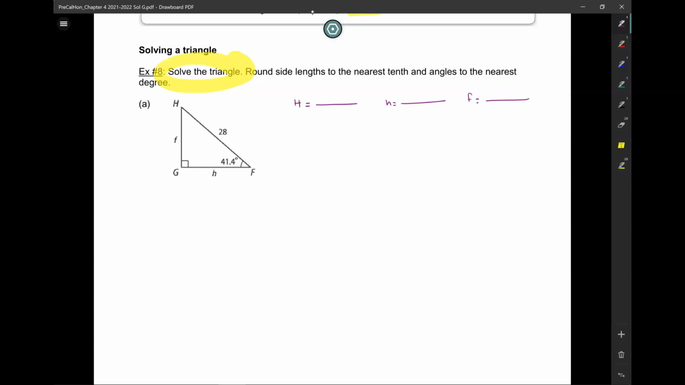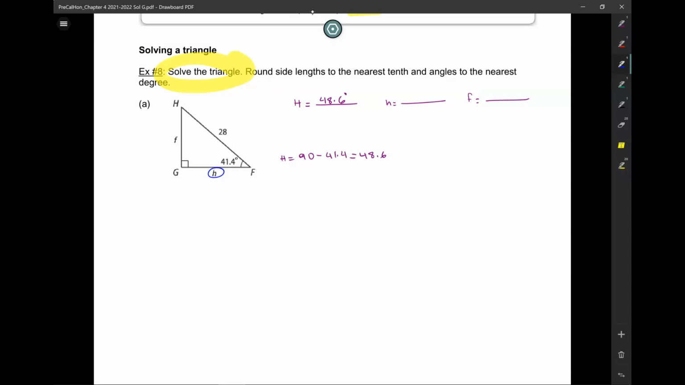One angle given, another angle given. I can find that other angle, capital H. That's just 90 minus 41.4, and that's 48.6. Now let's find little h. It's up to you which one you want to find first.